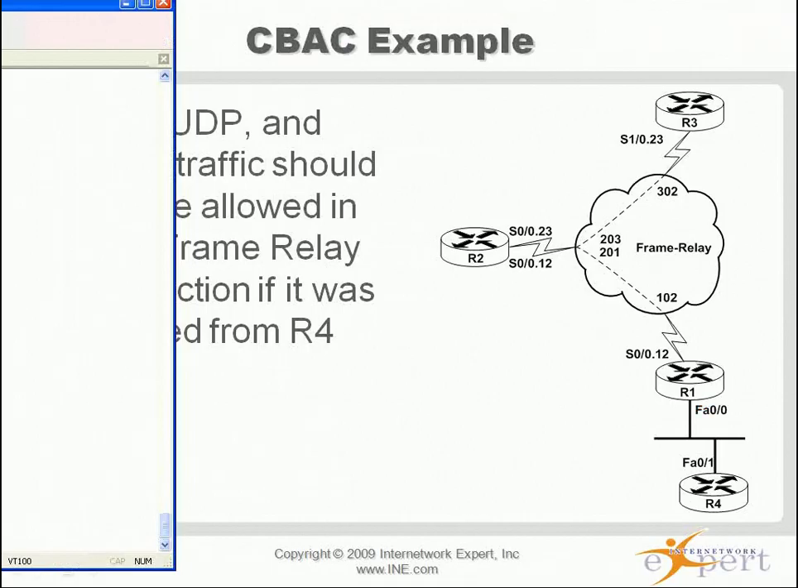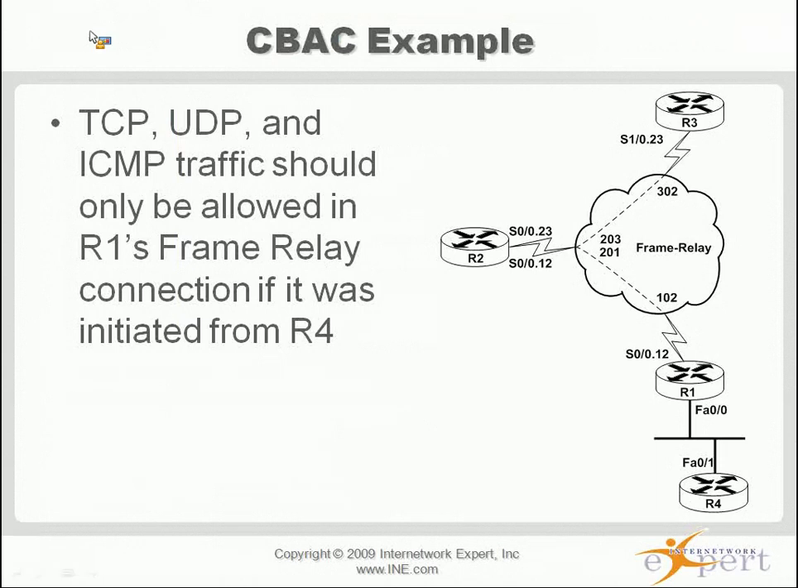We're going to start out, take a look at our topology here. We've got router 1, and we want to restrict to traffic initiated from router 4. So we're restricting traffic, what's being allowed in on router 1's frame relay interface. Router 1's frame relay connection is going to have a strict ACL, and we're going to have an inspection inspecting the traffic coming from router 4 out to the frame relay cloud.